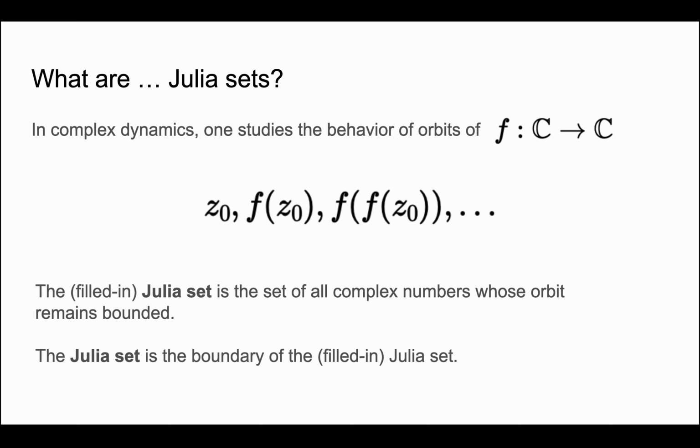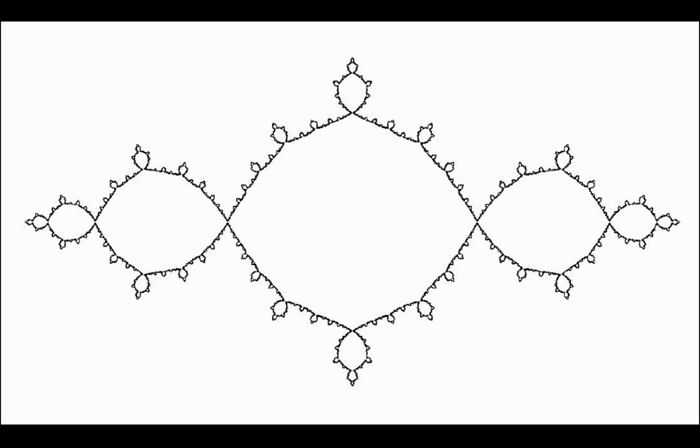The filled-in Julia set is the set of complex numbers whose orbit remains bounded. So this is a subset of the complex plane that people would be interested in. And the Julia set is exactly the boundary of the filled-in Julia set. For some examples, this is the Julia set of the function z squared minus 1. It's often called the basilica Julia set because it looks like a basilica church.